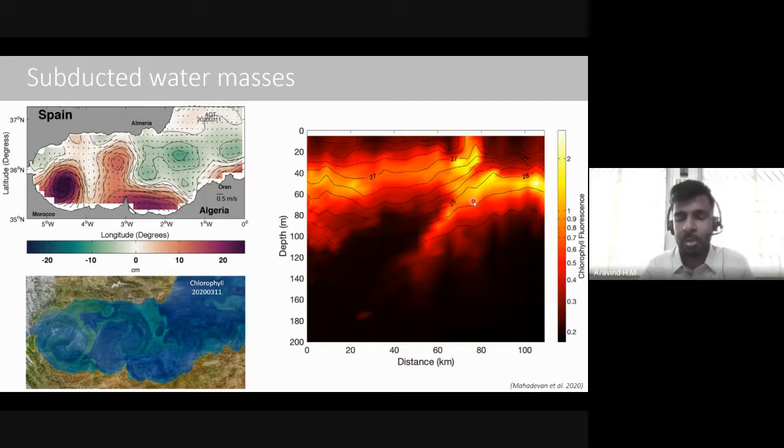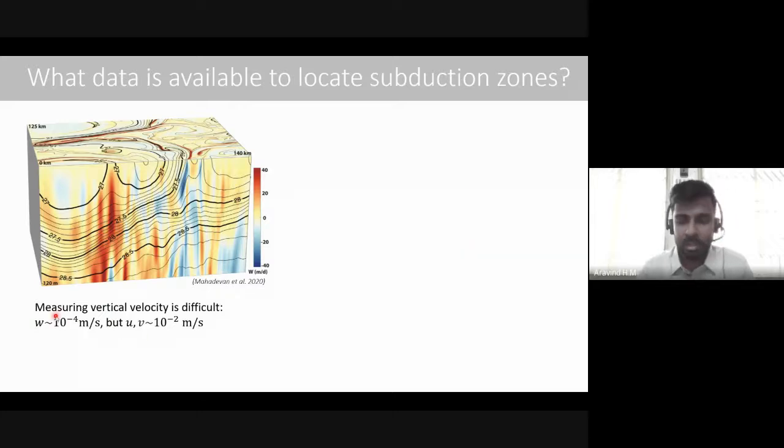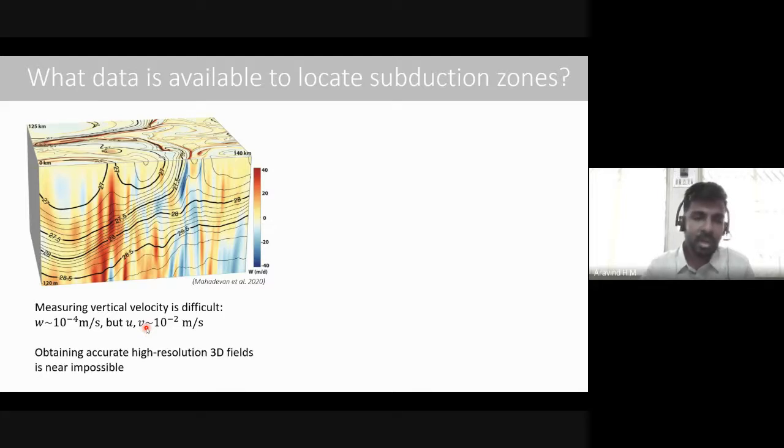And when I think about locating subduction in the ocean, the first thing that comes to my mind is the vertical velocity. Why can't we just look at the vertical velocity distribution in the ocean and figure out where subduction happens? Well, first off, the vertical velocity magnitudes in the ocean are a couple of orders of magnitude smaller than the horizontal velocities, which makes it very difficult to measure vertical velocities. And secondly, even if we manage to measure these velocities, it is really hard in the ocean to obtain accurate high resolution 3D fields. So that might not be the best way to go.